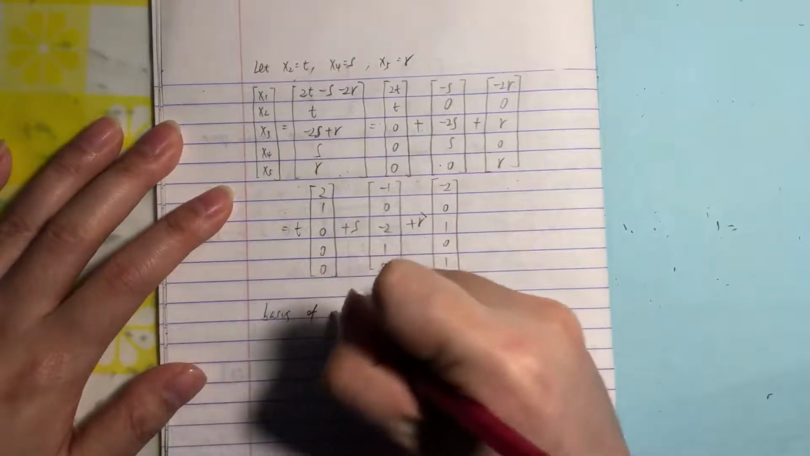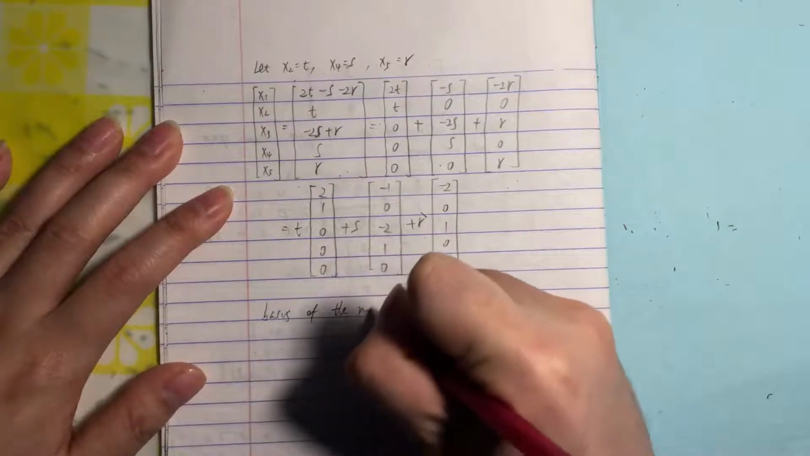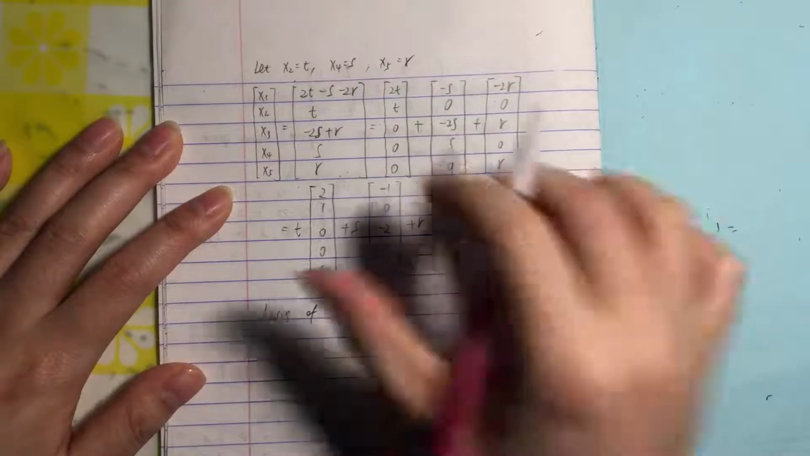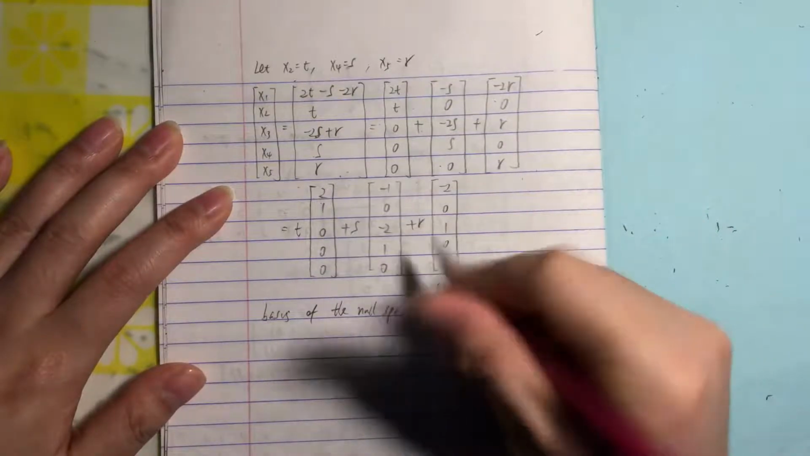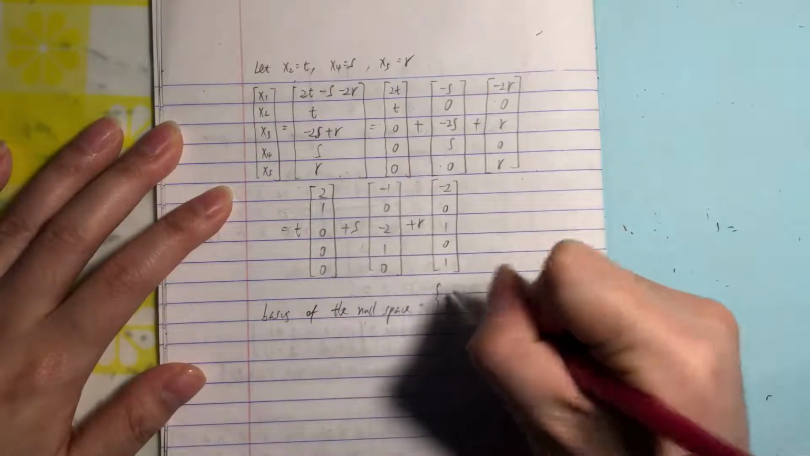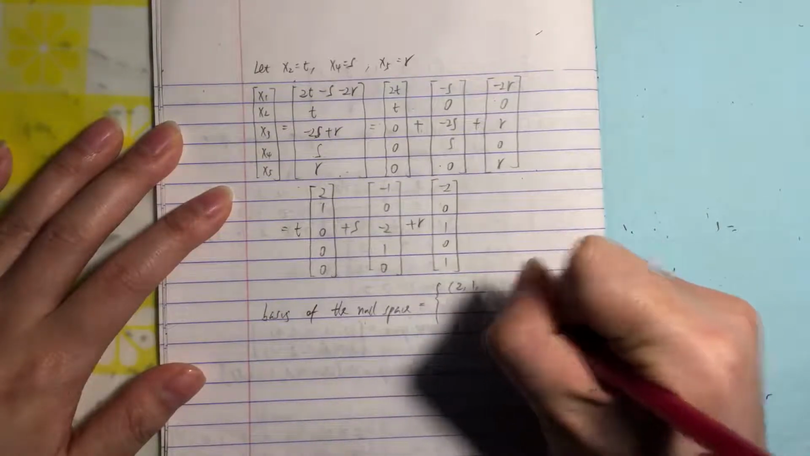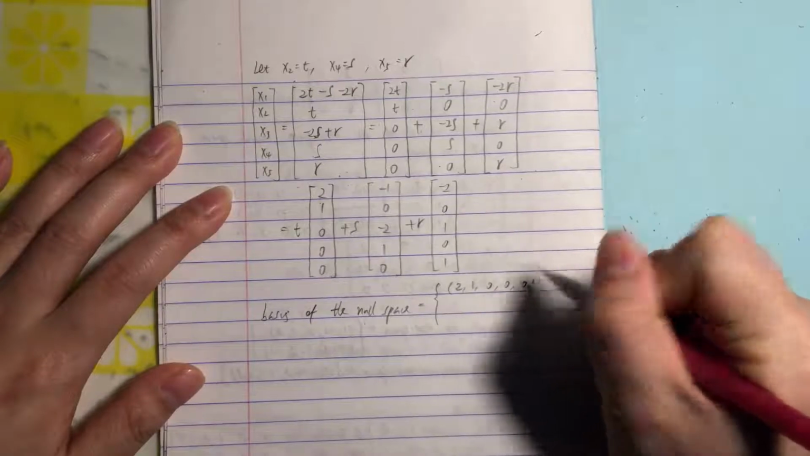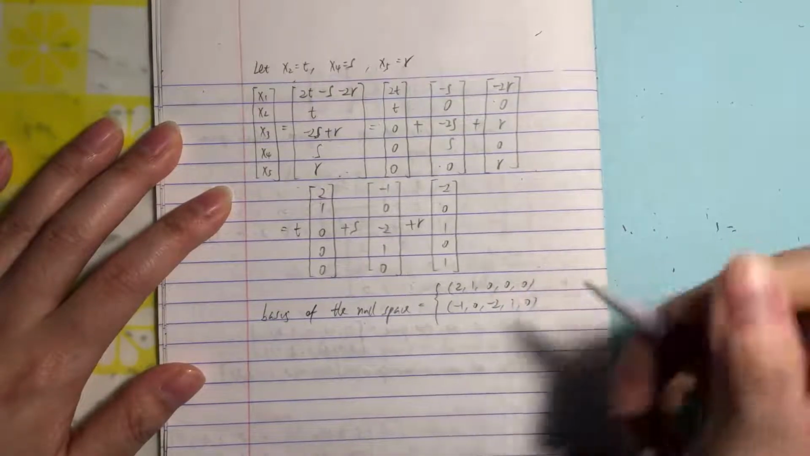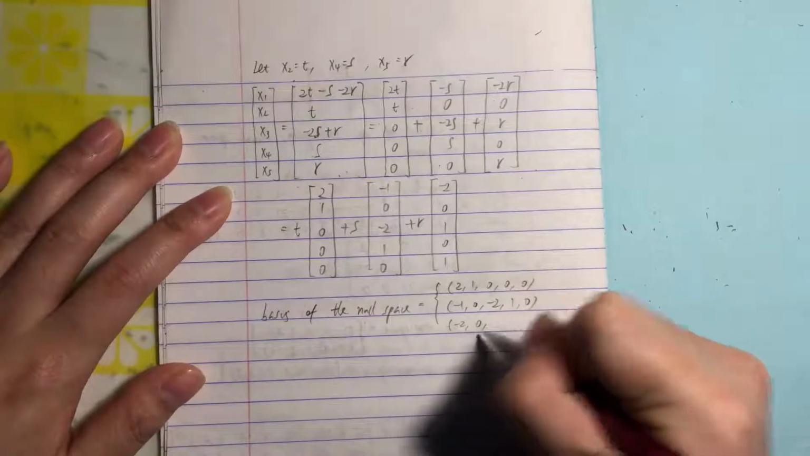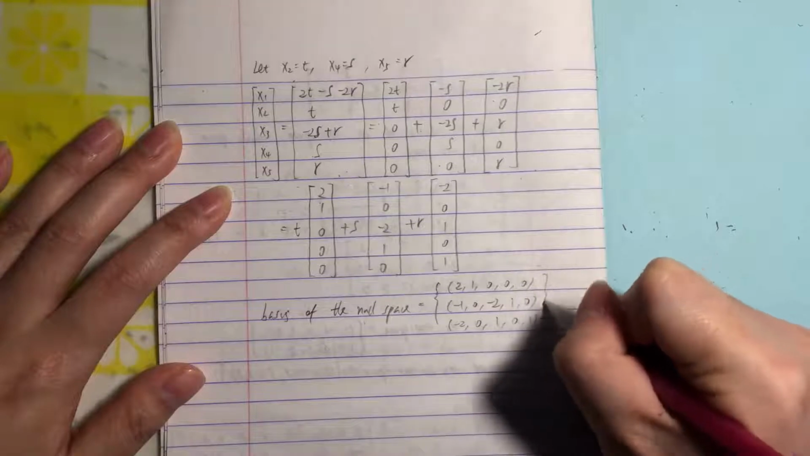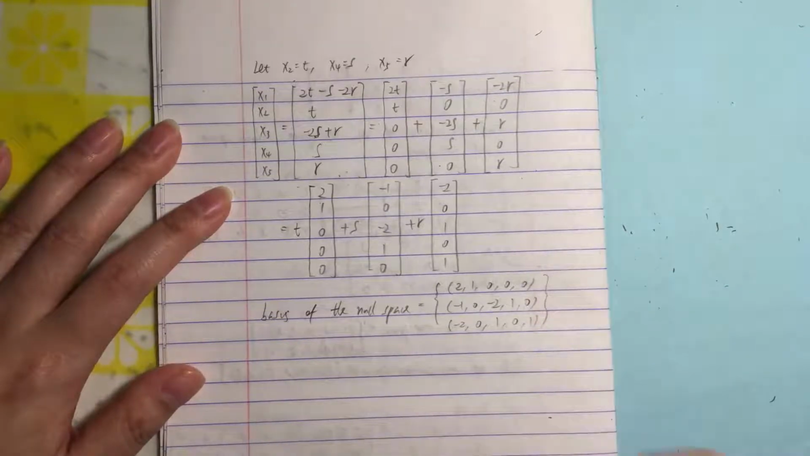So the basis of the null space is formed by these three vectors. We write these three vectors in comma delimited form. That's 2, 1, 0, 0, 0. Negative 1, 0, negative 2, 1, 0. Negative 2, 0, 1, 0, 1. That's the basis of the null space.